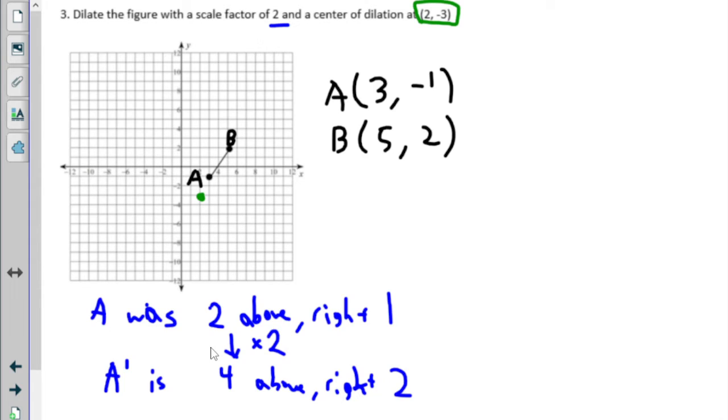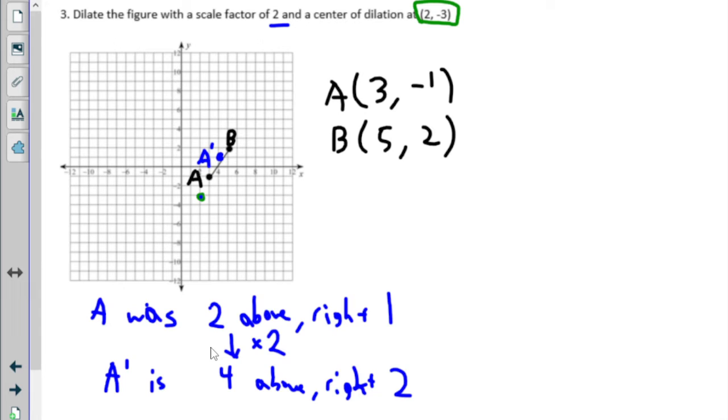Because we're going to start at that point at 2, -3. We're going to start at that point. You are here. And we are going to count our distances. 4 above and to the right 2. 1, 2, 3, 4 above and to the right 1, 2 takes us here for A prime.